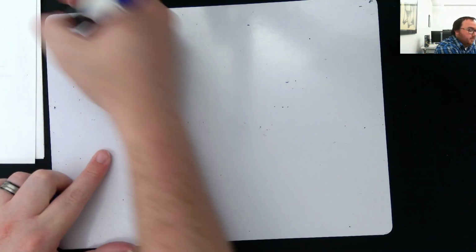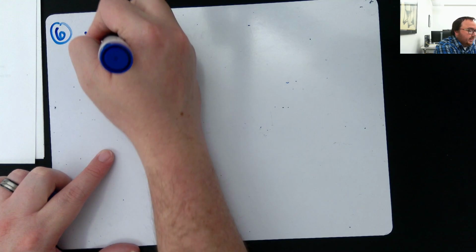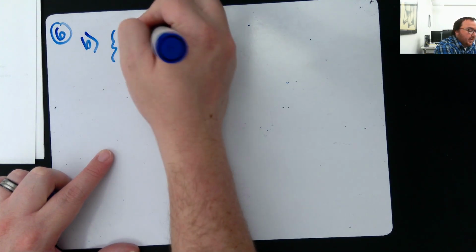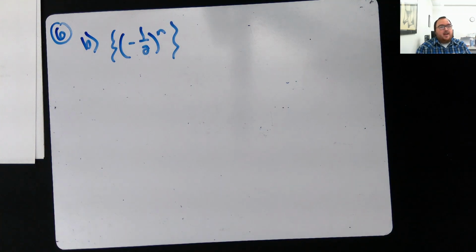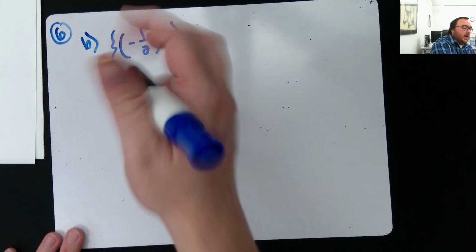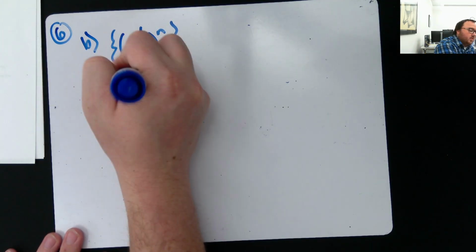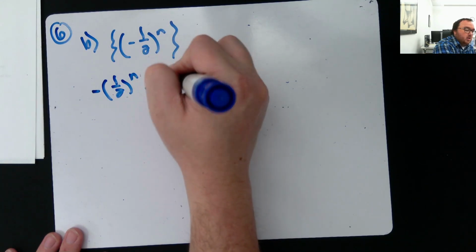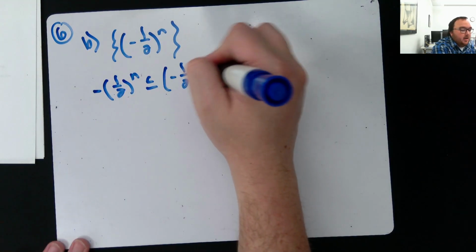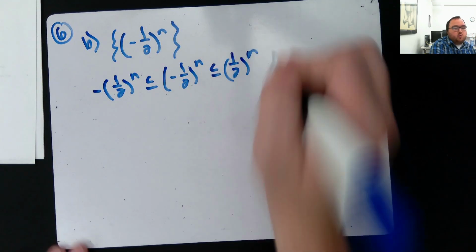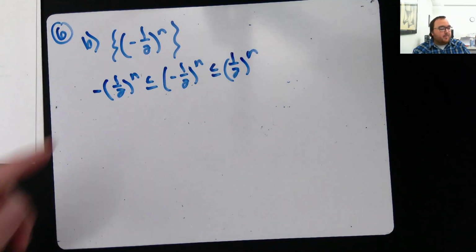Another example, this is 6b, the sequence (-1/2) to the n. Once again, taking the limit of that would be hard because it's going to switch from positive to negative to positive to negative, on and on, right? So instead, let's find one that's always smaller. Well, the negative sign could be out front. So that's always smaller. And then also, it could be positive, which would be a larger one. So let's see what's happening right there.